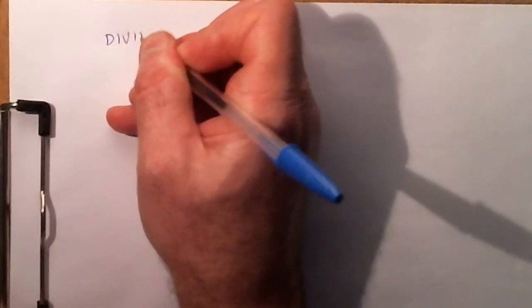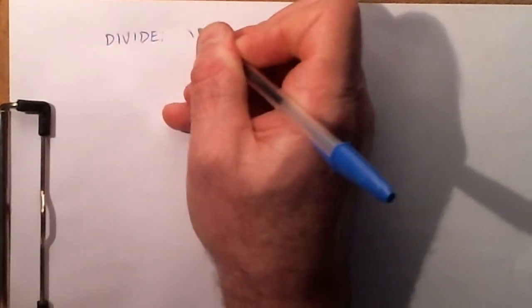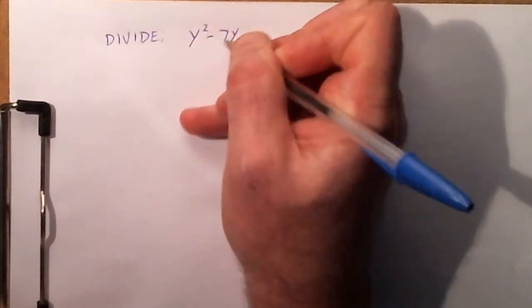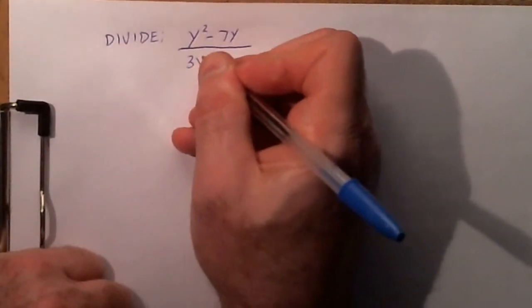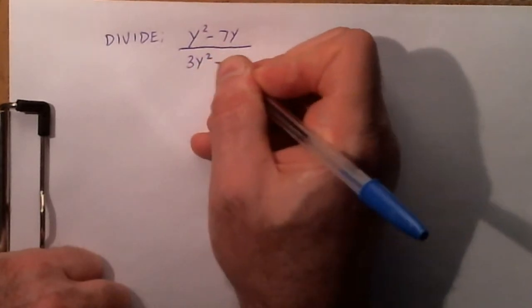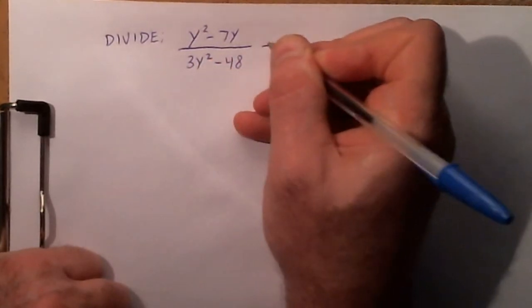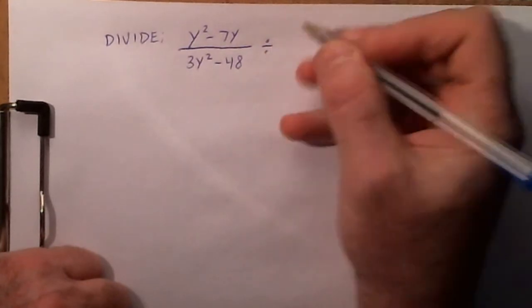All right, try another one. Divide. Y squared minus 7y over 3y squared minus 48. We're going to try to divide that rational expression by this one.